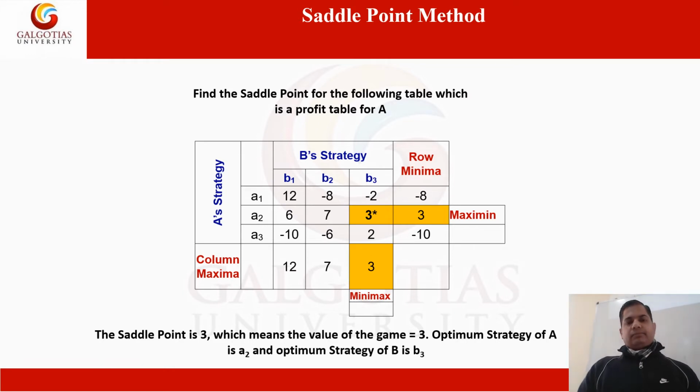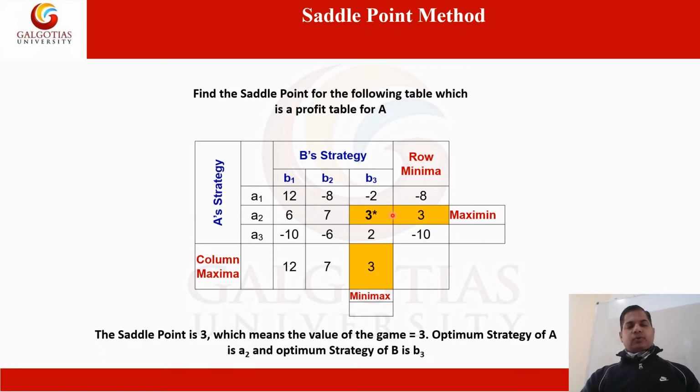Here we have a problem in which we will find the saddle point. The question is to find the saddle point for the following table, which is a profit table for A. There will always be a mention of which is a profit table and which is a loss table. So it is a profit table for A. That means according to the rows, that is, according to these strategies, I am getting the profit, and according to B's strategies, there is a loss.